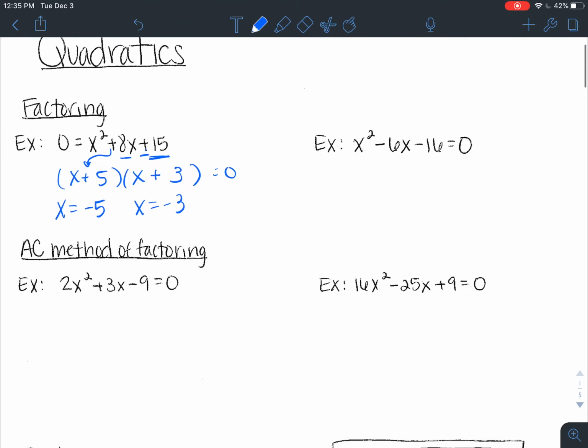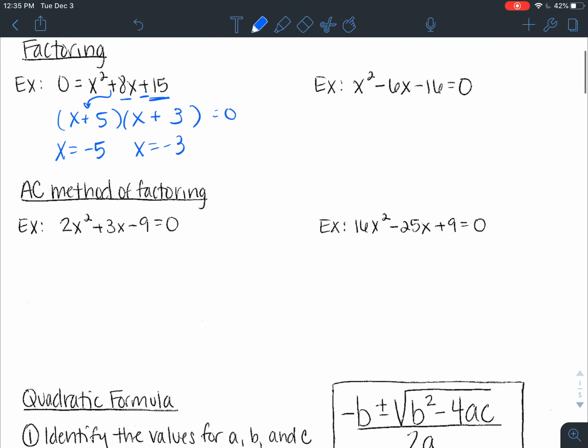And then we talked about the AC method. So on this, we have to take our A times our C, which is 18. So now I'm looking for factors of 18 that are going to subtract to give me 3. So here are my factors of 18. I can see that 3 and 6. So the bigger number always goes first.